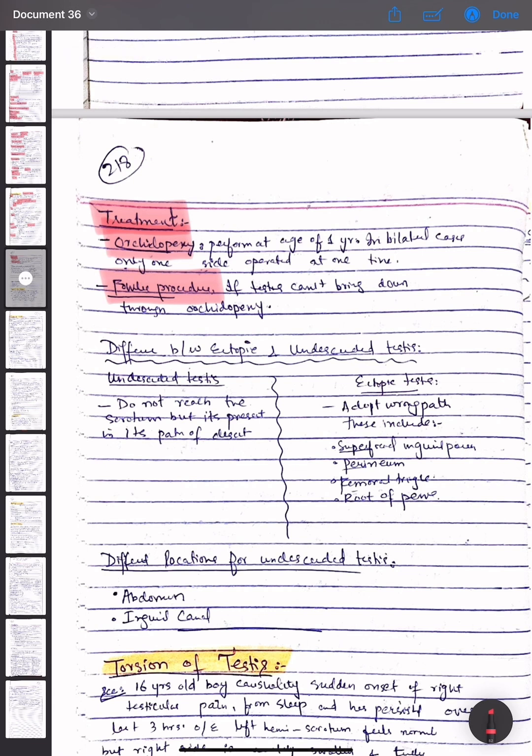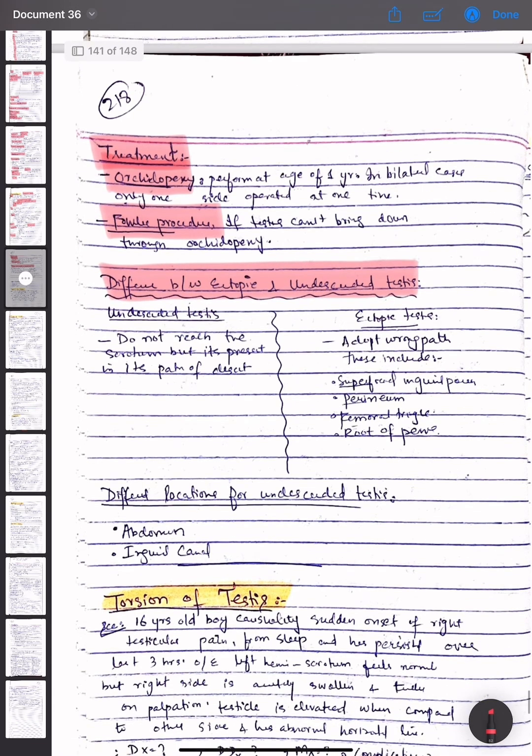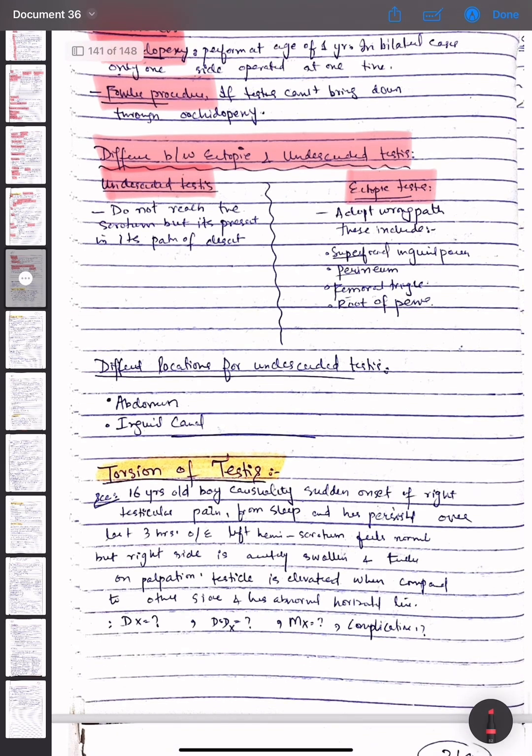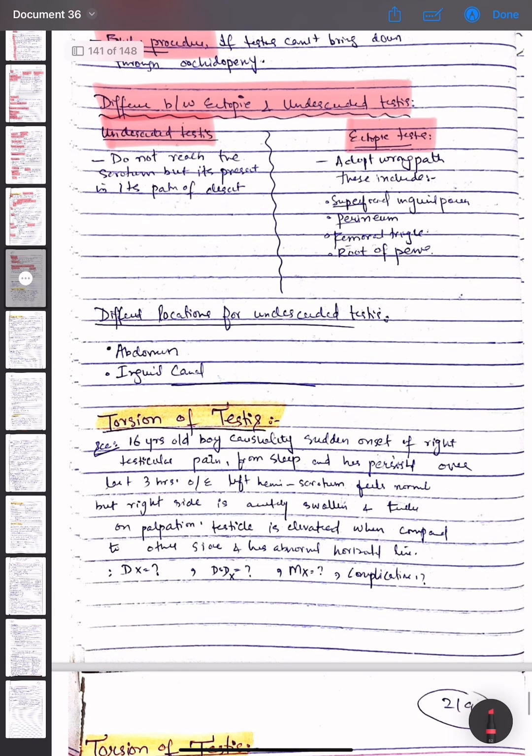Difference between ectopic and undescended testes. This is undescended testes, this is ectopic testes. Okay, undescended testes do not reach the scrotum, but are present in the path of descent, and ectopic testes adopt a wrong path. These include superficial inguinal pouch, perineum, femoral triangle, and root of the penis. The different locations for undescended testes are abdomen and inguinal canal.